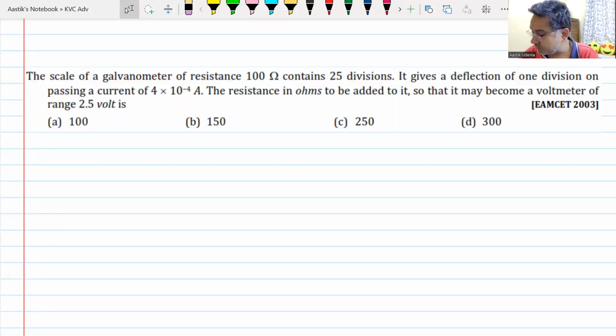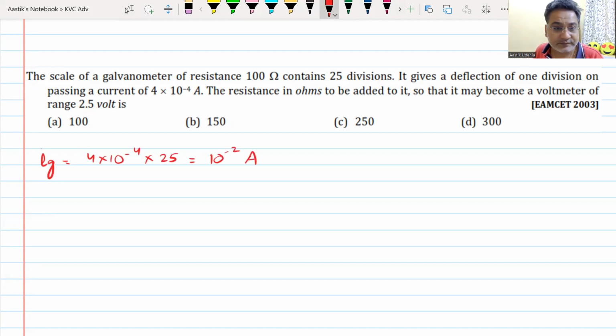So first of all, you have to find out the full scale deflection current. How much is the full scale deflection current? So the current for one division is this, multiplied by 25 divisions. So this becomes your full scale deflection current, 10 raised to the power minus 2 amps. Yes or no? Yes, sir.